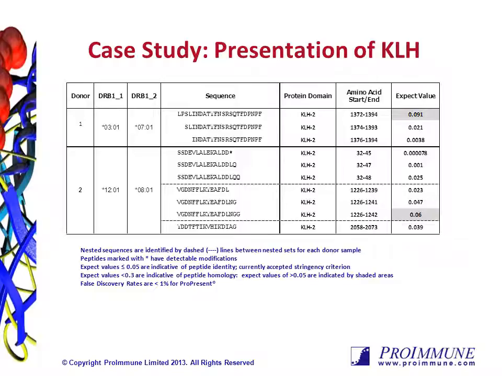Very quickly we found 20 new nested sets of sequences, of which some are shown in this slide. The table shows for each donor the HLA type associated with the donor. We also show the expect value for each of the sequences, which is similar to a p-value, with values lower than 0.05 indicating high confidence that the sequence has been identified correctly.